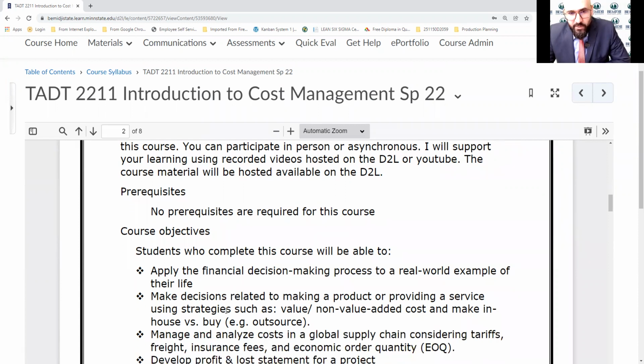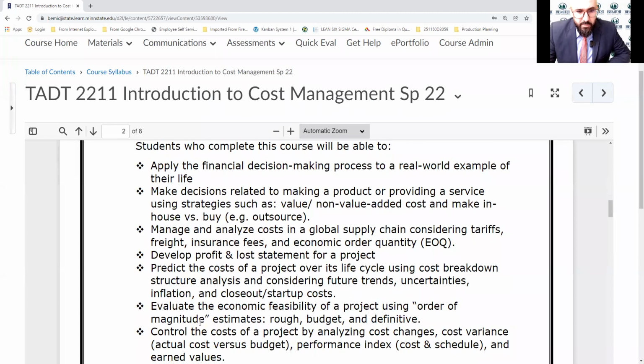There's no prerequisite for this course, so we're going to talk about cost analysis in Excel, for example. And I'm not expecting you to be a professional in Excel. I will guide you through the process in this course to finish the cost analysis that is needed. Here are some of the course objectives that we need to talk about.